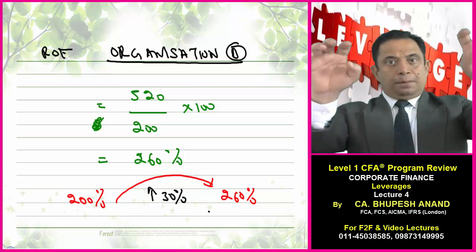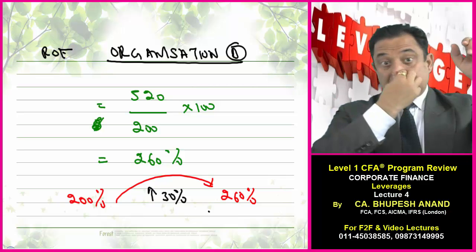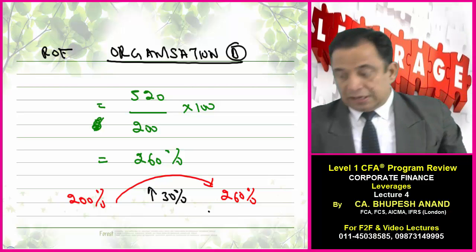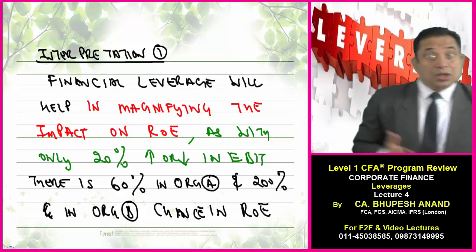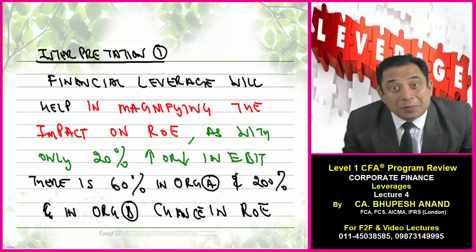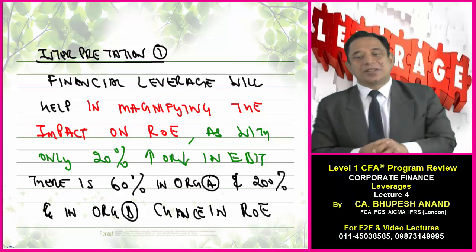So there are two implications in this. I am telling you the effect of financial leverage on ROE, learning outcome C. Now there are two implications, two interpretations. These interpretations are very important. Please write down, my dear friend. Please sit straight. Practice makes the man perfect. Please write down interpretation 1.